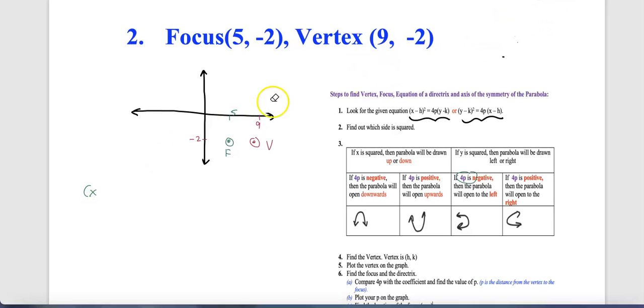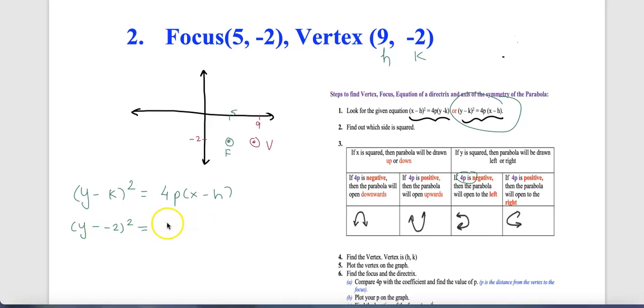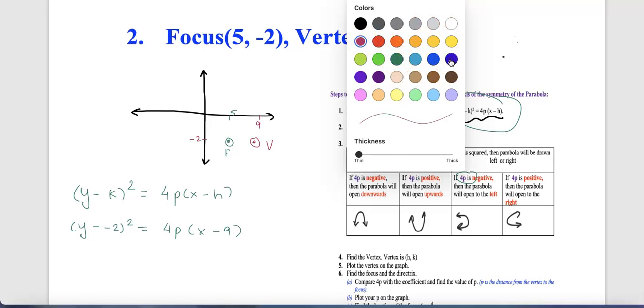So let me write my equation. Do keep in mind, since it's going to the left, we will be using this equation: y minus k square is equal to 4p x minus h. In this case, this is your h, this is your k, so be mindful when you are inputting the values. I do not know what p is, so to complete this equation I need the value of p.